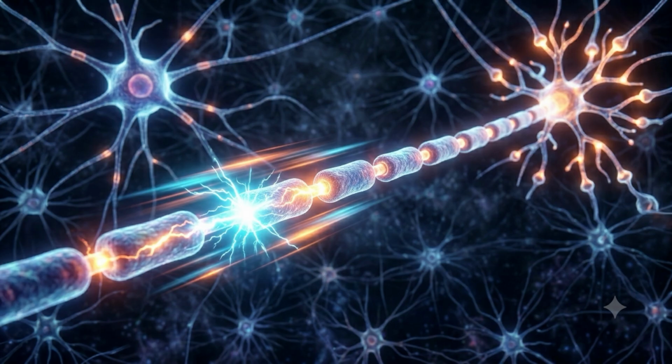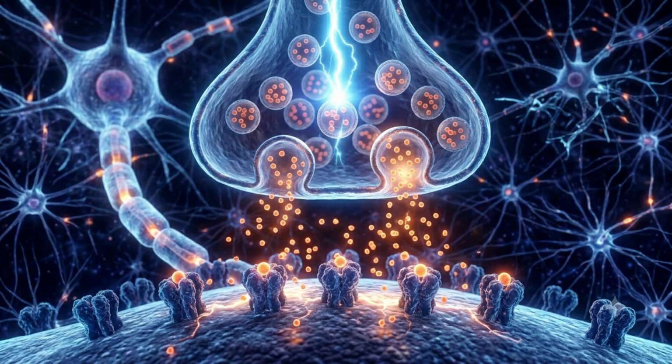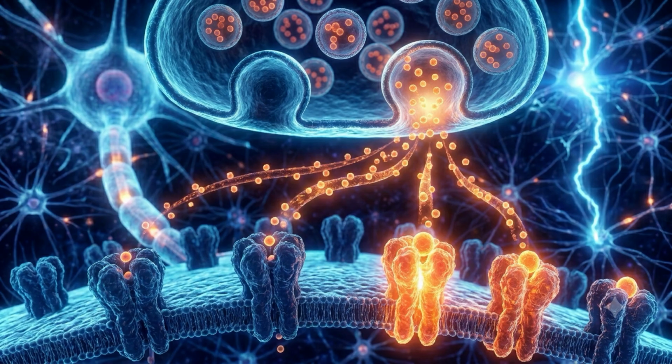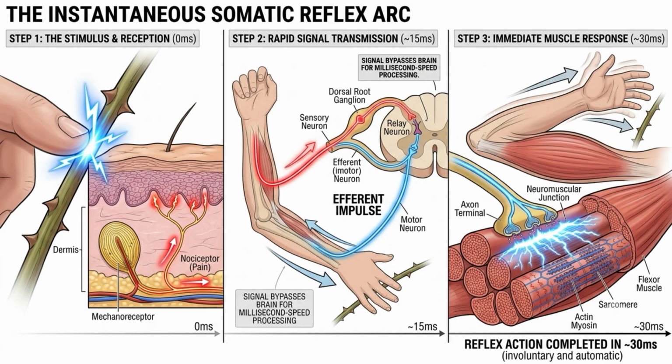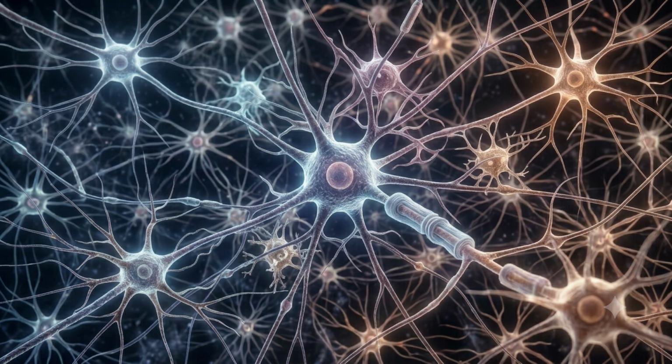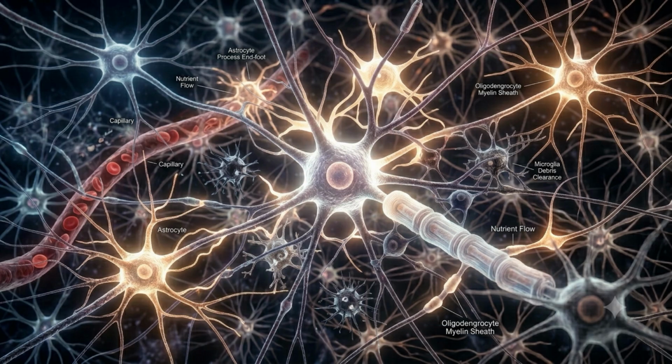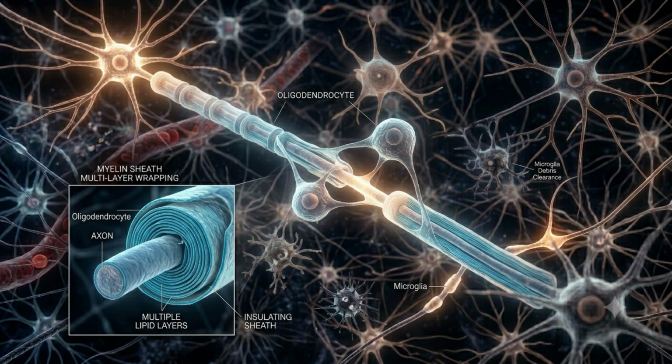Axons can extend remarkable distances. Some stretch from the base of the spine all the way to the foot, allowing a single neuron to bridge the full length of a limb. Neurons communicate through electrical impulses. When a neuron receives sufficient stimulation, it generates a rapid change in electrical charge across its membrane, which travels down the length of the axon. At the axon's end, this impulse triggers the release of chemical messengers called neurotransmitters, which cross a tiny gap and stimulate the next cell in the chain, another neuron, a muscle cell, or a gland. This entire process from stimulus to response takes milliseconds.